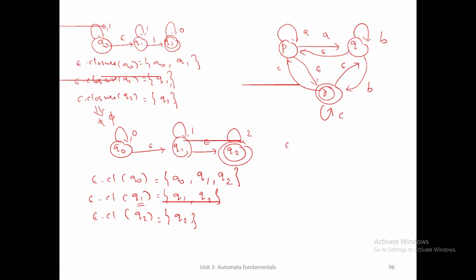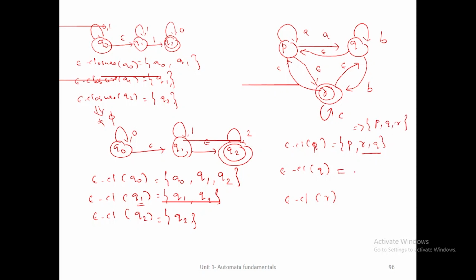Let us try it. There are three states: epsilon closure of P, epsilon closure of Q, epsilon closure of R. Only outflow. From P, where does it go? It goes to R state. From R, it goes to Q state. So P should be included: P, R, Q. Otherwise, you can write it in alphabetical order as P, Q, R.